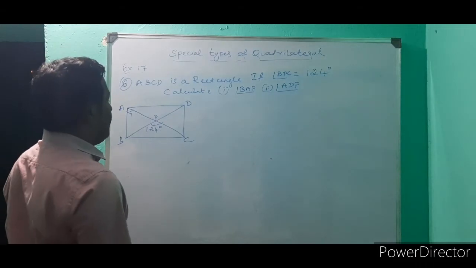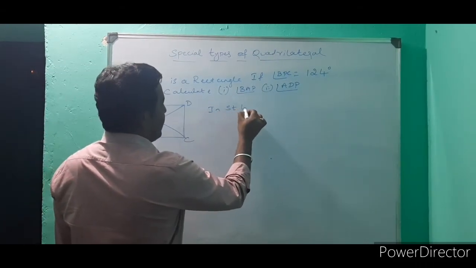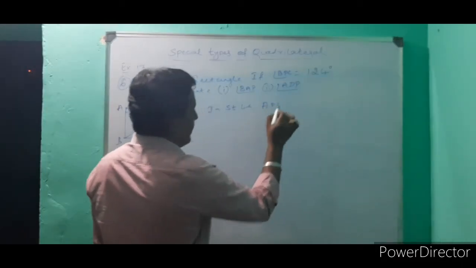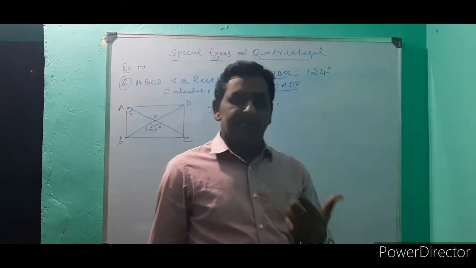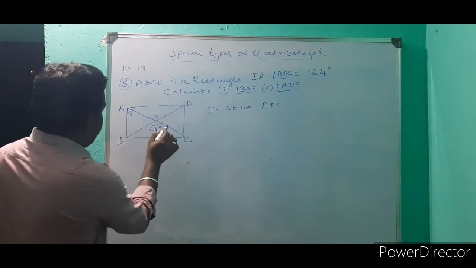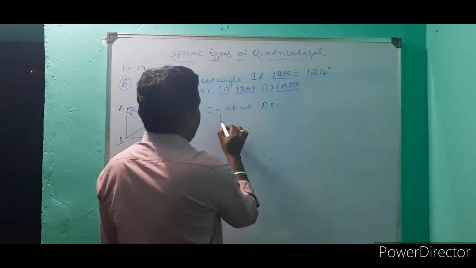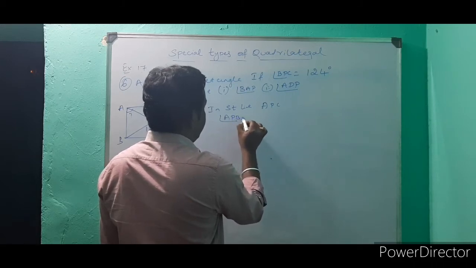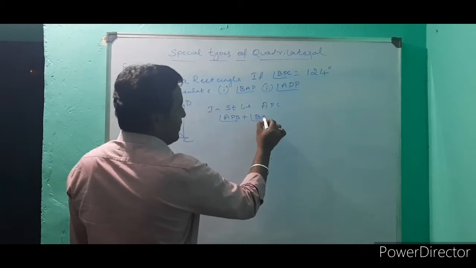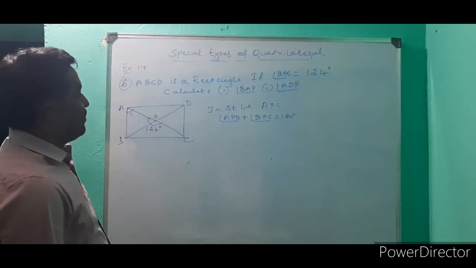So if you want to find BAP, in a straight line APC. So what is the sum of angles in a straight line? That is equal to 180 degree. In the straight line APC, two angles are there: angle APB plus angle BPC. If you add the two angles, that sum must be equal to 180 degree.